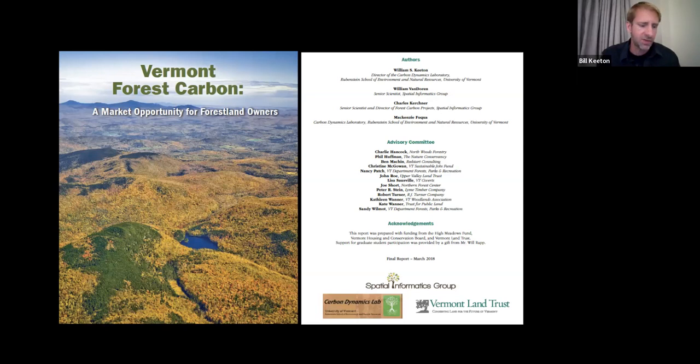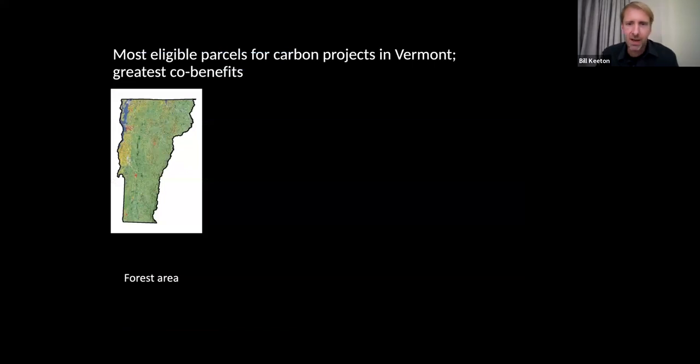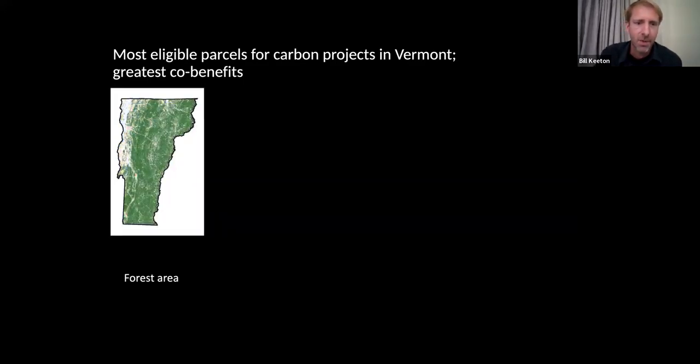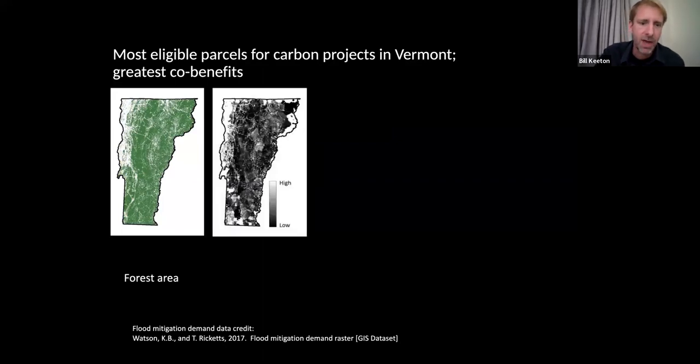So we looked at that in this feasibility study here called the Vermont Forest Carbon Project. And we conducted a mapping exercise, a spatial analysis exercise, to understand where carbon projects would yield the greatest co-benefits. So where could we sequester carbon and produce offsets, generate wood products, but also have co-benefits? So I'll just show you how we did this really quickly. So of course, we started with just forest cover for the state of Vermont. That's this. We then defined co-benefits very explicitly.